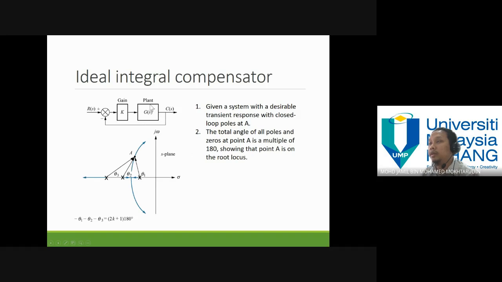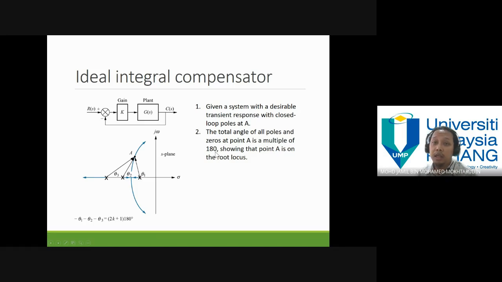So let's look at the first compensator. There are two types of compensator. Here we look at the ideal integral compensator. Given a system with a desirable transient response with closed loop poles at A, let's say you want a system that behaves similar to point A here. At point A, it will have its own percent overshoot. The total angle of all poles and zeros at point A is always a multiple of 180.